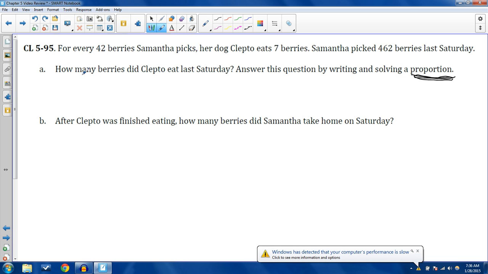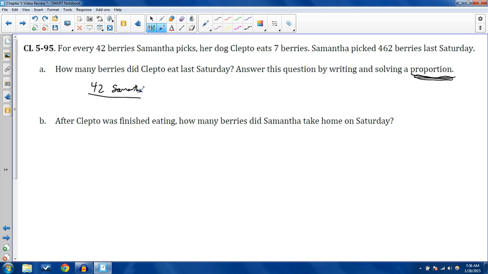So I'm just going to write this as a ratio here for 42 over 7. Every time Samantha picks 42 berries, Klepto eats 7 of them. Now I can reduce this fraction. This reduces to 6 over 1.